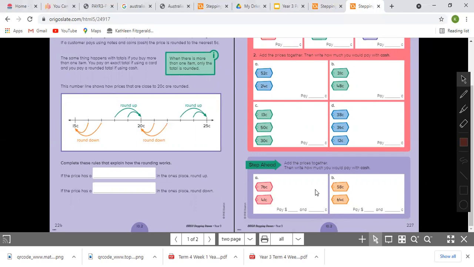Okay, that's it for today. We're getting quite good at our money now. I hope that all makes sense for everyone. You're going to go and do pages 226 and 227.